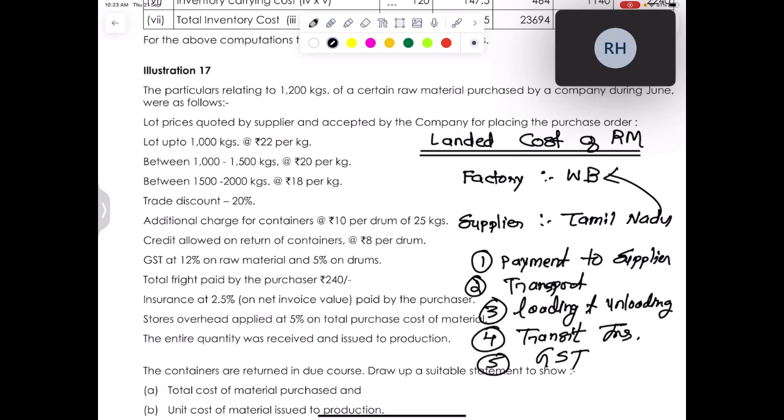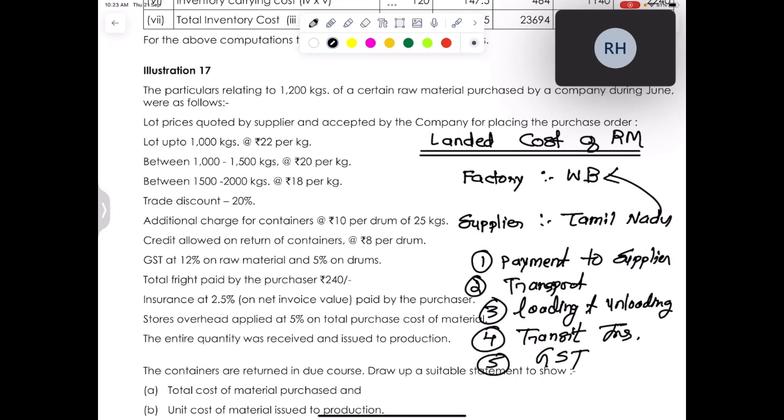The answer is very simple, my dear student. If ITC is available, what is ITC? Input tax credit. If available, then whatever amount of GST you have paid on raw material is not a cost, because although you have paid it, that is a refundable amount that will be refunded to you indirectly in the form of ITC, input tax credit. So always assume, unless otherwise stated, that the GST is refundable. But there are certain conditions in which GST is non-refundable.